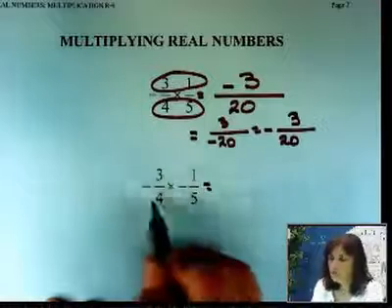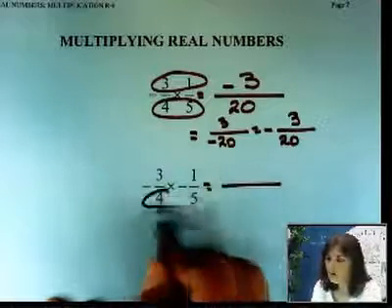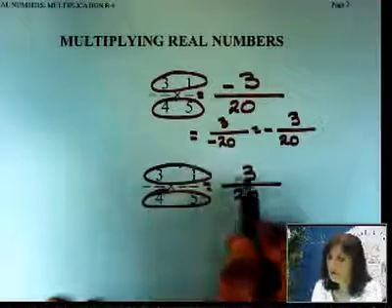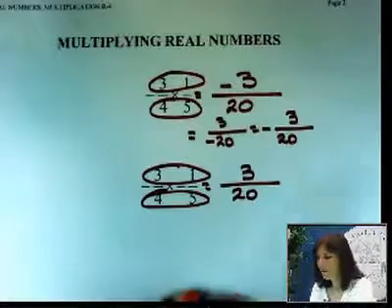What happens when I do two negative numbers? I'm going to get a positive number. Multiply across. Multiply across, and you got a positive answer. Okay.